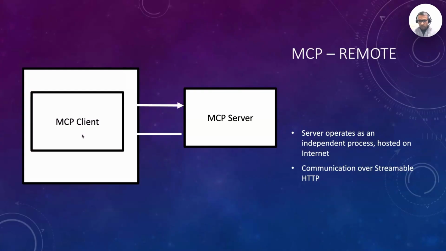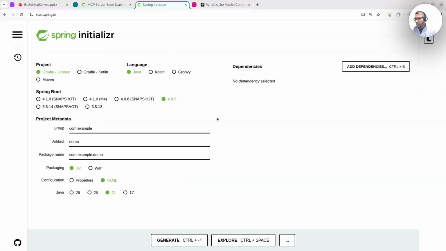Now let's jump into developing the MCP server with Java and Spring Boot. In order to build the MCP server, we first need to scaffold a Spring Boot application. So how do we usually do this? Via Spring Initializr. So we go to the Spring Initializr. We select Gradle here. That's my preference. If you want, you can select Maven, and then the Spring Boot version is this.